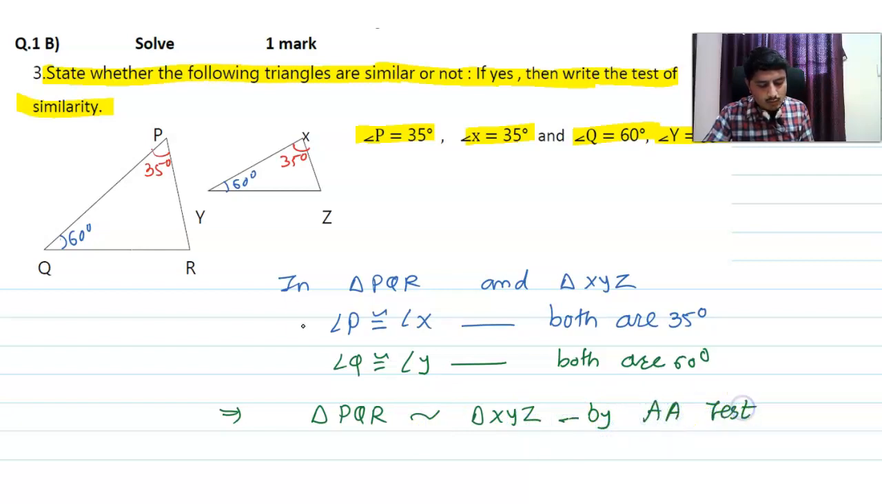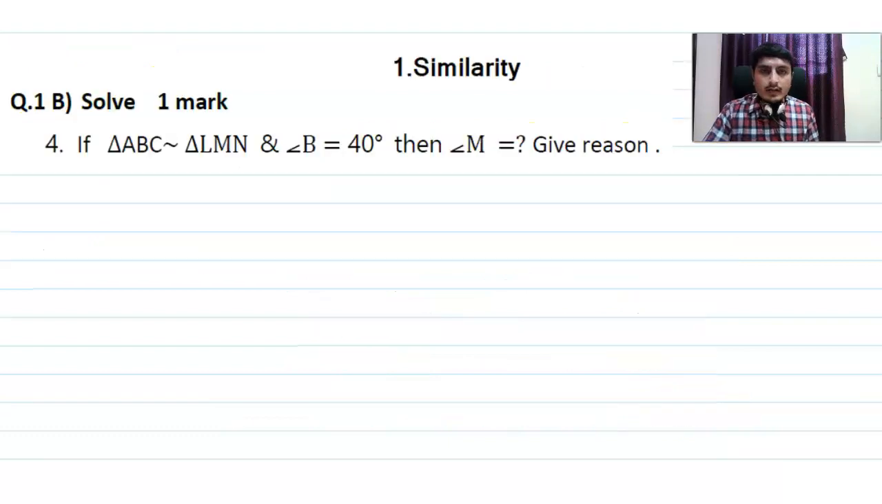Once two angles of one triangle are congruent to the corresponding two angles of the other triangle, that means we have the angle-angle test. In short, we may write it as the AA test. Now look at question number 4.